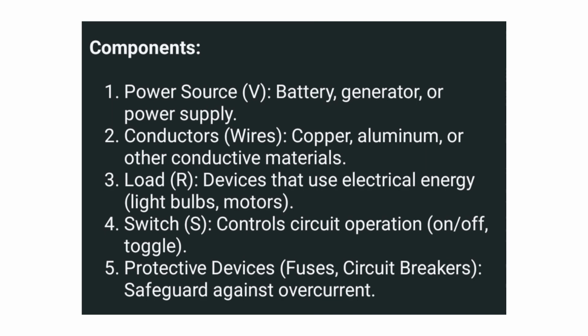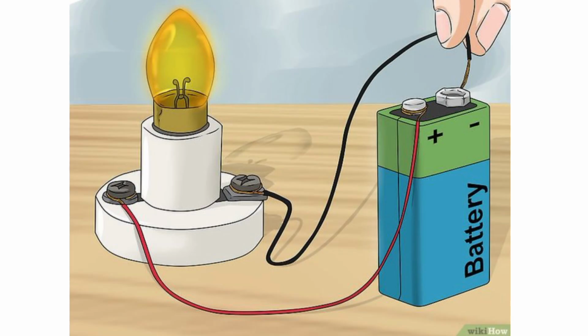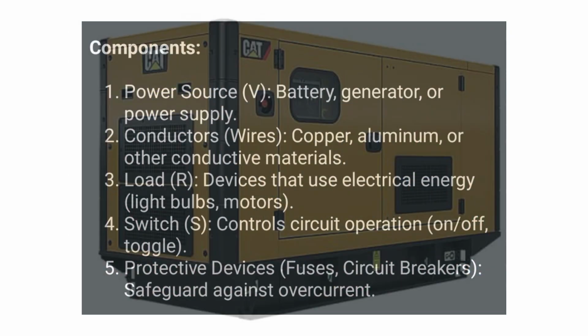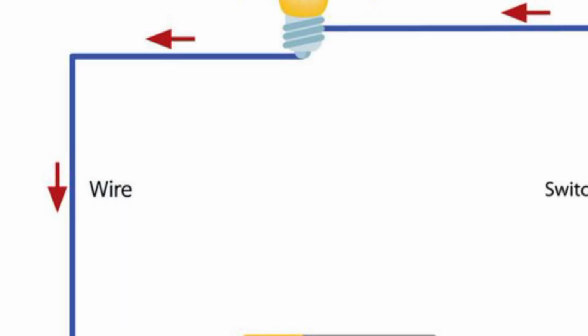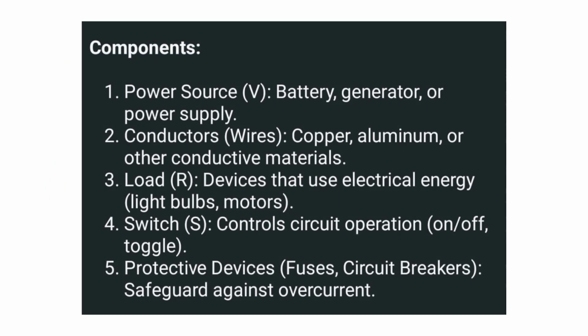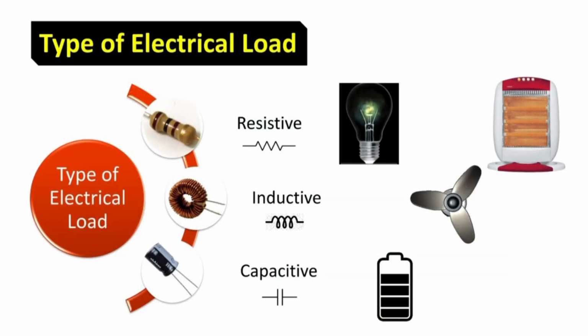Typically, an electrical circuit consists of a power source. The power source always provides the voltage and current throughout the circuit, for example, batteries and generators. The second one is conductors, which carry the electric current throughout the circuit, for example, wire and cable. And the third one is the load. The load always consumes electrical energy, like motors and lights, etc.